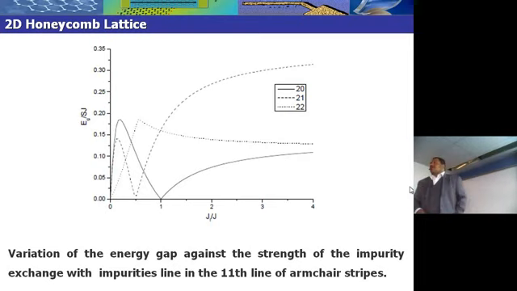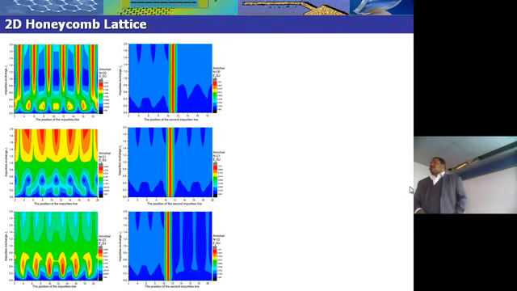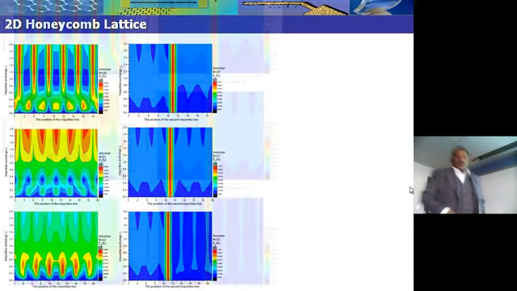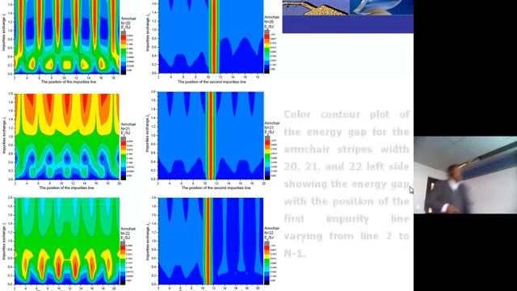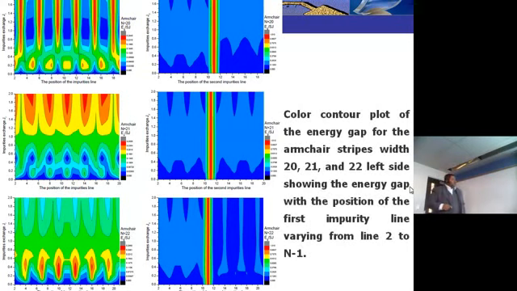Also, to make it very useful, we make a color contour plot of the energy gap for the armchair stripe widths 20, 21, and 22, on the left side here. Here is the position of the impurity line, and here is the impurity exchange parameter, and we change both the position and the exchange of the impurity. The color goes from black, which is a small energy gap, to red, which is high. As we see here, the symmetry allows us to consider half of the ribbon. It's the same for the other stripes, and it's very helpful to know how we can choose the highest energy band gap.